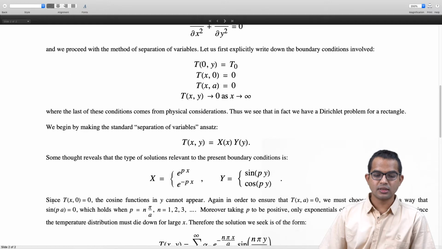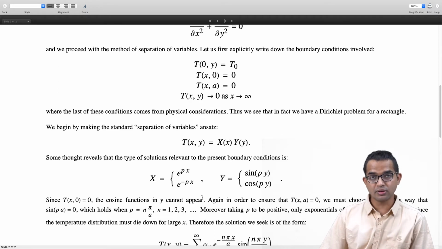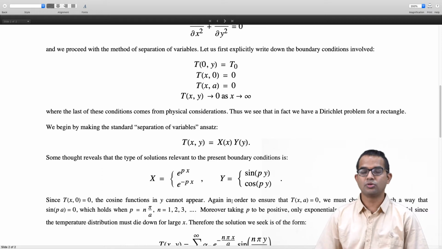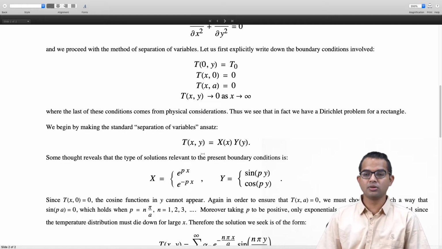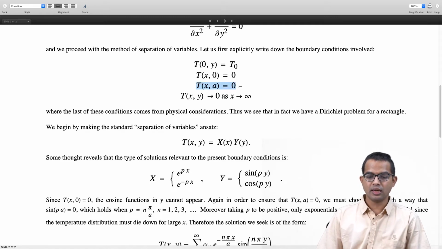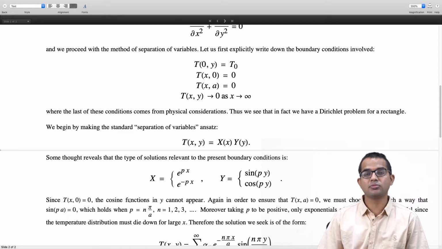Furthermore, since T of x comma 0 is given to be 0, the cosine functions cannot appear. So it's in fact only the sines which will appear, and also these p's themselves are restricted, right? So this is like we described in the more general discussion we had. So p must in fact be chosen to be such that sine of pa must be equal to 0, right? So that is this boundary condition, and therefore p must be chosen to be n times pi over a, where n takes values 1, 2, 3, and so on in positive integer values.